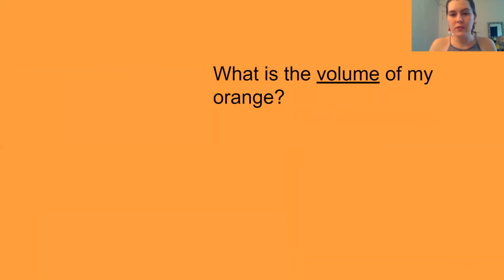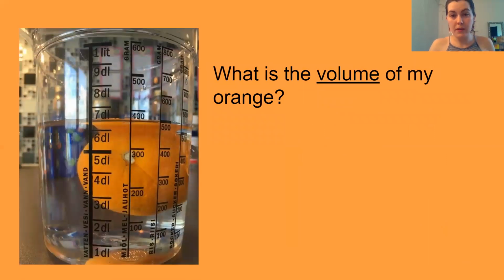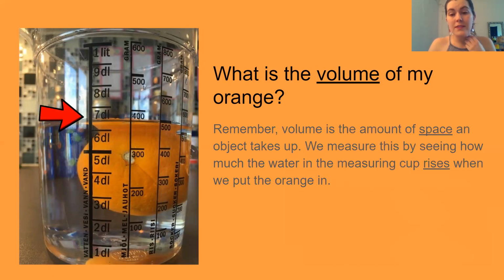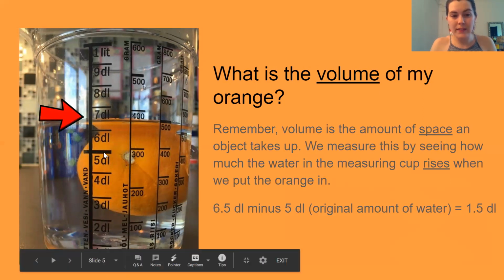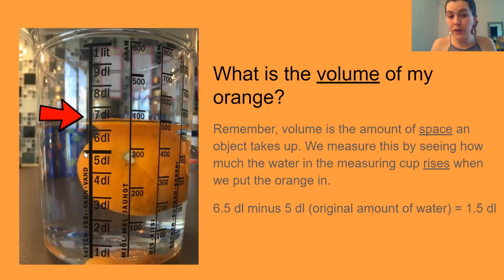So what is the volume of my orange? We'll find volume first. I've put my orange into my 5 deciliters of water, and it's come out as 6.5 deciliters now. Remember, volume is the amount of space an object takes up. We measure this by seeing how much the water in the measuring cup rises when we put the orange in, or whatever other object we're measuring. So 6.5 deciliters, the amount of water we have with the orange, minus the original amount of water, 5 deciliters, equals 1.5 deciliters. So now we know the volume of the orange is 1.5 deciliters.